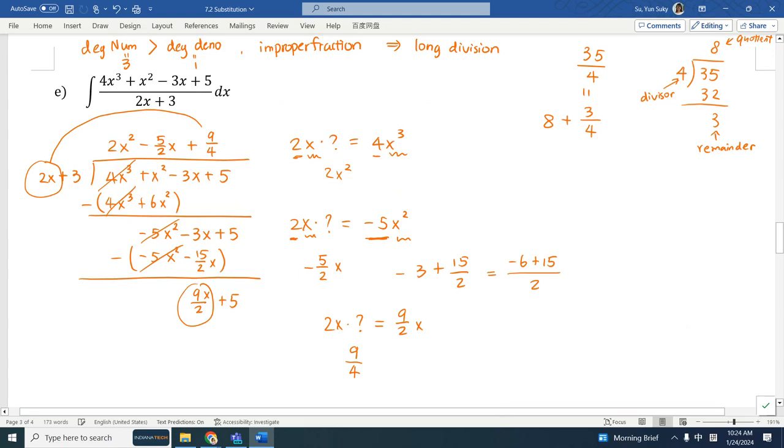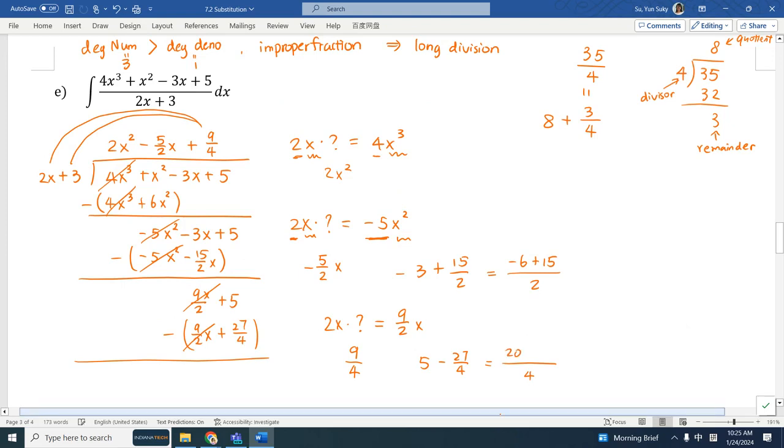Okay, multiply by 2x. I get 9 over 2x. And then multiply by 3. What do you get? 3 times 9 is 27 over 4. First line subtract the second line. First term cancels. What is 5 minus 27 over 4? 5 is what over 4? 20 over 4. 20 minus 27 is negative 7 over 4.